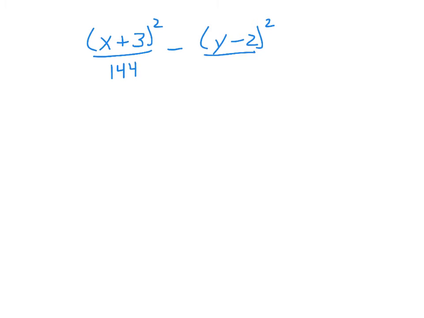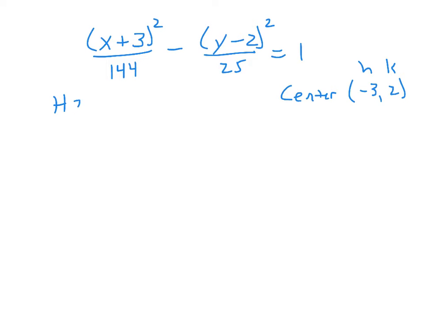So for this one, let's take a look at (x + 3)² over 144 minus (y − 2)² over 25 equals 1. Okay, so first thing, center. Center is at (−3, 2). So that's my h, that's my k.